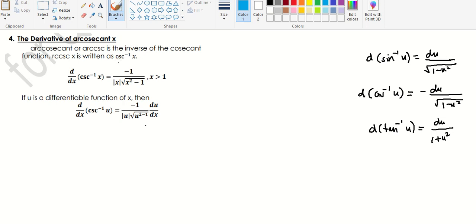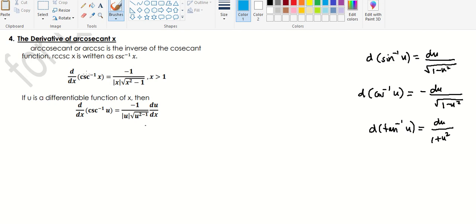Pero again, pag binasa po natin to, that will be arc cosecant x. Hindi po yan CSC. Ito rin po, pag binasa natin to, that is arc cosecant. Yan ay reminder lang. Baka matamaan tayo ng ating professor.